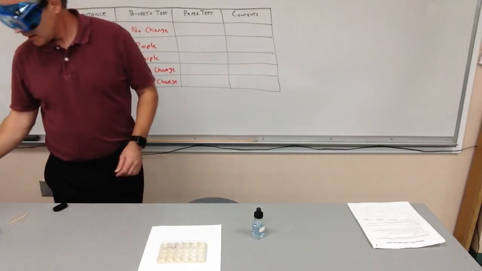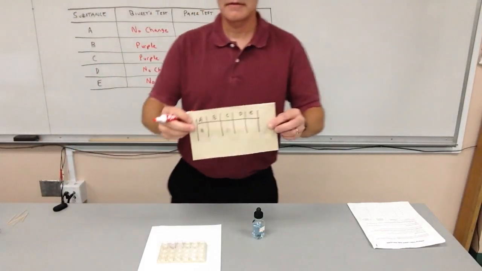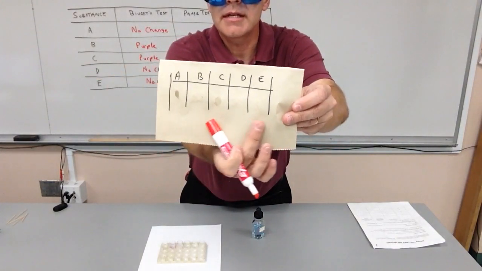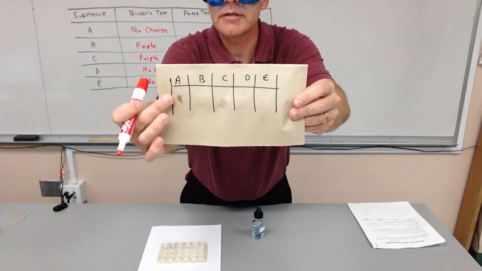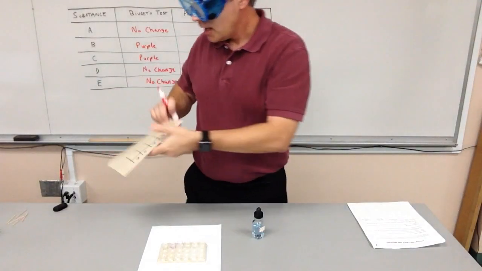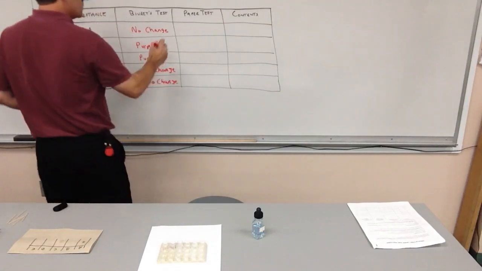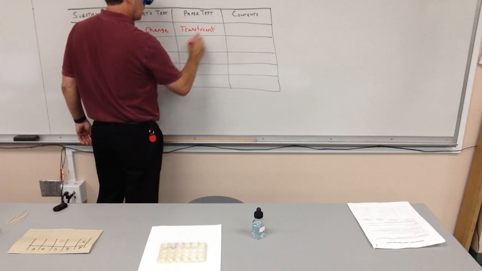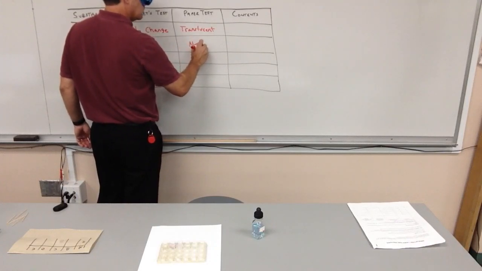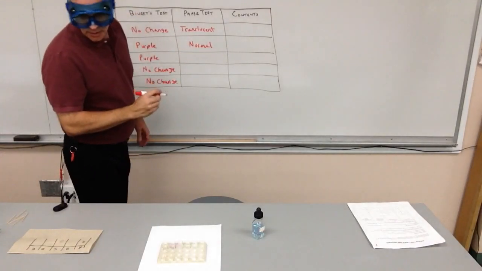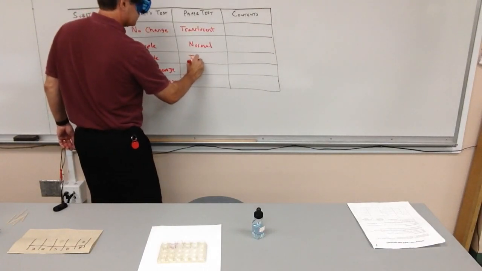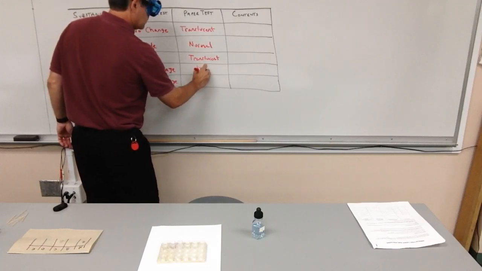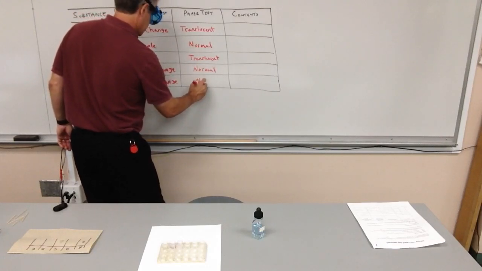And then here is my sample of the different fat test results. You can see how B, D, and E dried kind of back to normal, but there's still a wet mark on A and C. And so that's the translucence we were looking for there. So A was translucent. B was normal. C was also translucent. D was normal. And E was normal.